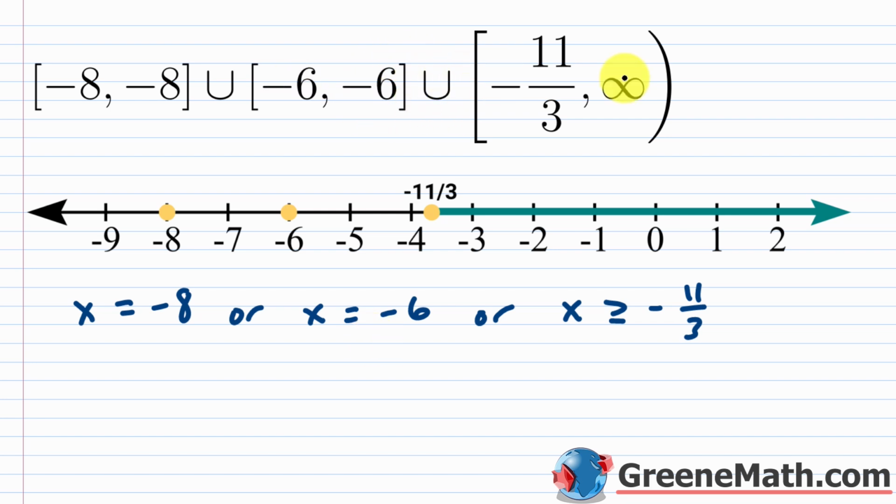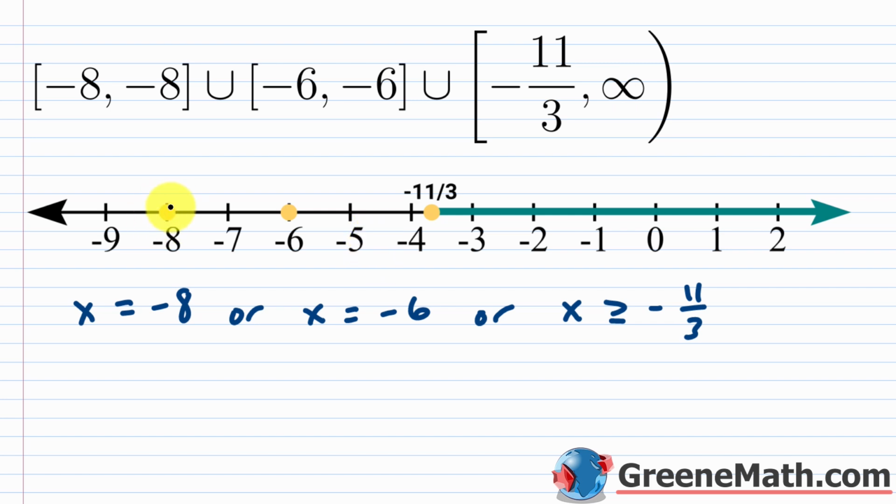And then the union with, this part right here is very straightforward. We're working with x is greater than or equal to -11 thirds. So you want a bracket here to show that -11 thirds is included. And then you have your comma, and this is going out to positive infinity. Okay, so graphing this interval on the number line is pretty straightforward.